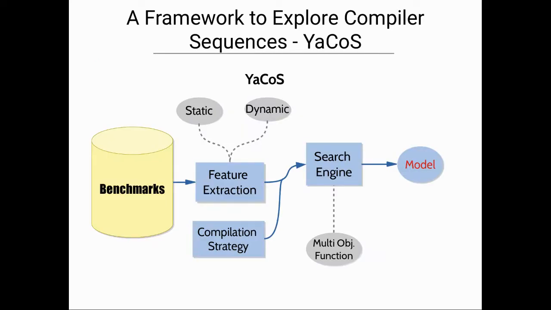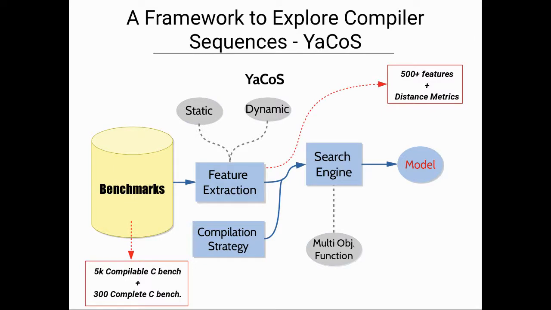To overcome these issues, we propose YaCoS, which is a complete framework for the design of predictive compilation models. The infrastructure has a rich set of benchmarks formed by 5,000 C-compilable programs and 300 complete benchmarks that can be used for training and testing.